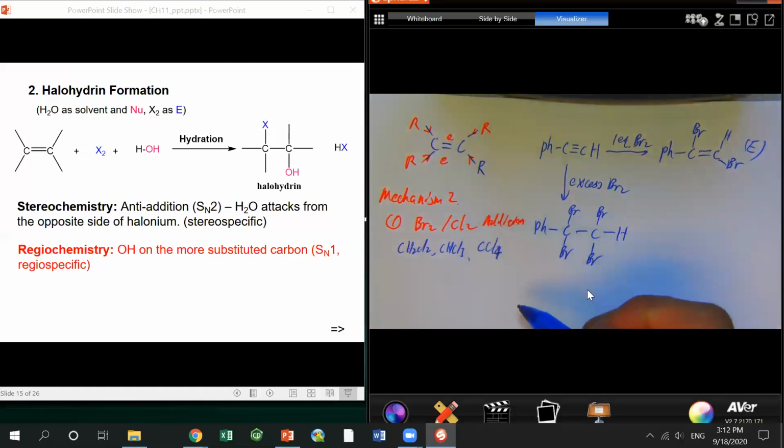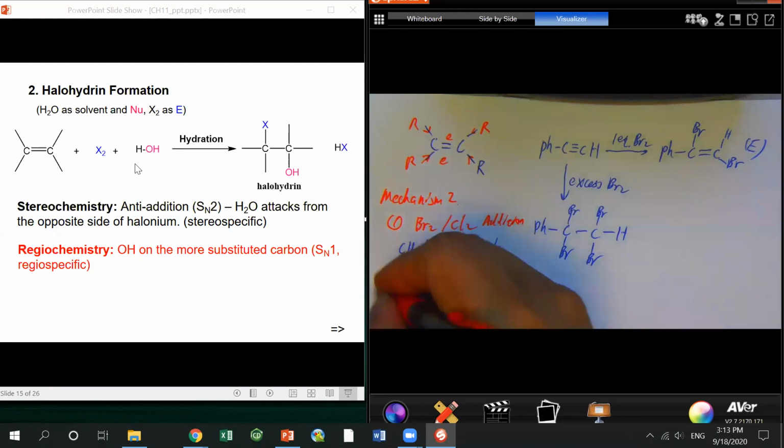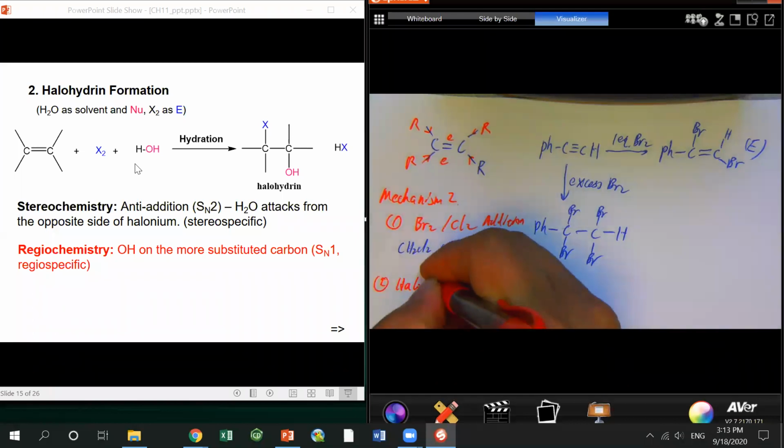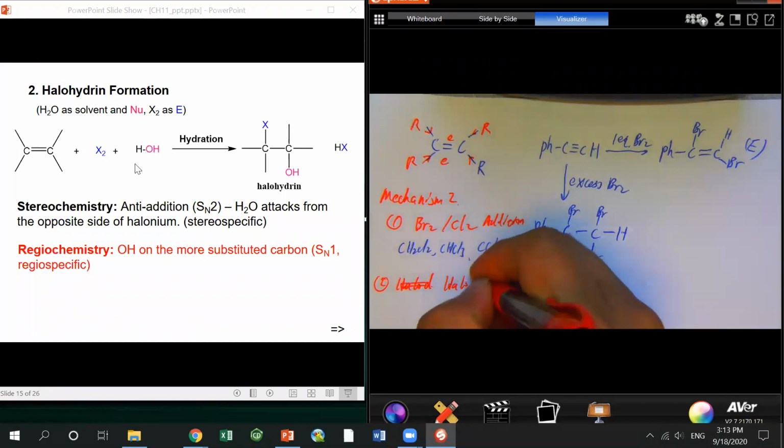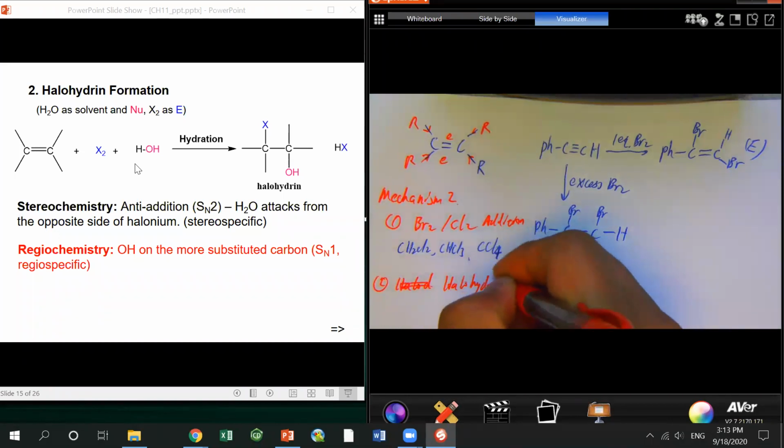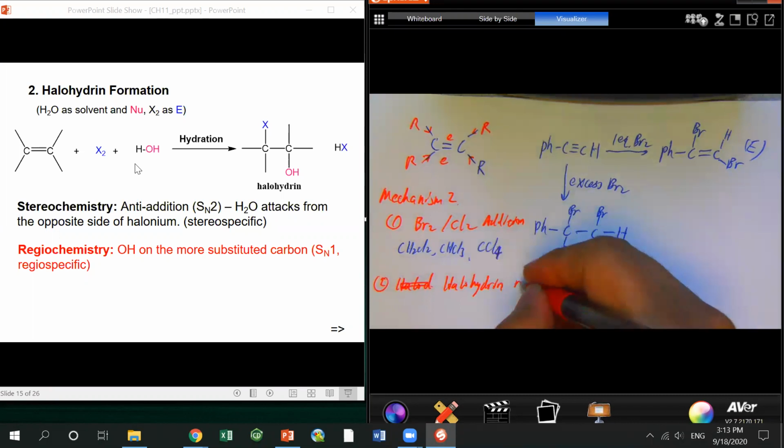But if you use water as the solvent, then the water will work as a nucleophile, and you generate a different product called a halohydrin. So that's the second reaction under mechanism 2, the halohydrin reaction.